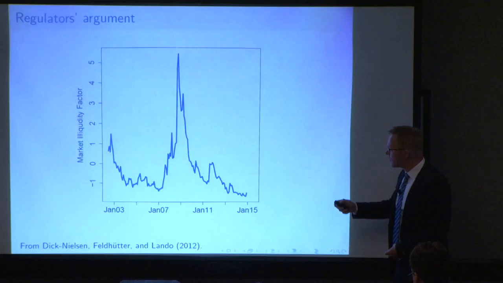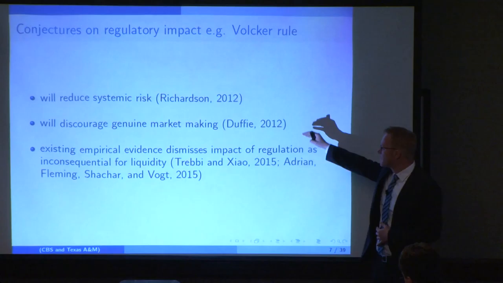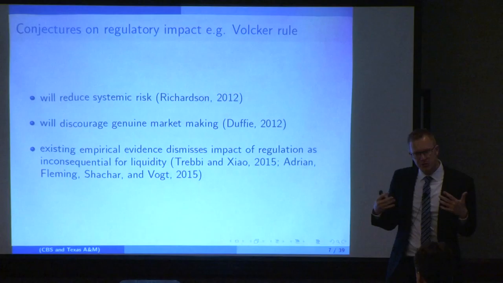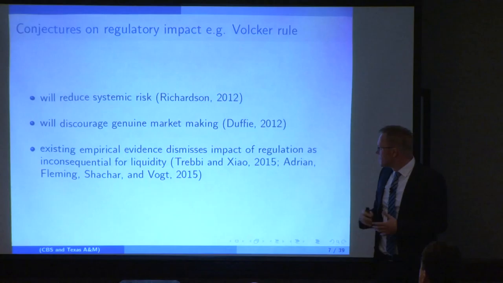If we take one step back and look at the literature, well, specifically for the Volcker rule, there are some papers saying that it should reduce systemic risk. There's a lot of good ideas about this. There's also a paper by Darrell Duffie saying that there are also some side effects that are going to discourage genuine market making. I'm going to return to this because we will confirm these side effects from Darrell Duffie. Empirically, there are only these papers down here from regulators and Trebbi and Xiao saying essentially the argument I made before: if we look at realized transaction costs, they're actually lower today than they used to be.